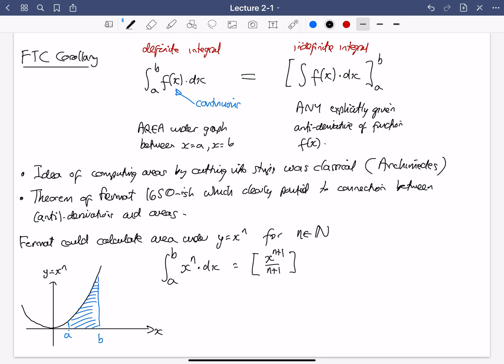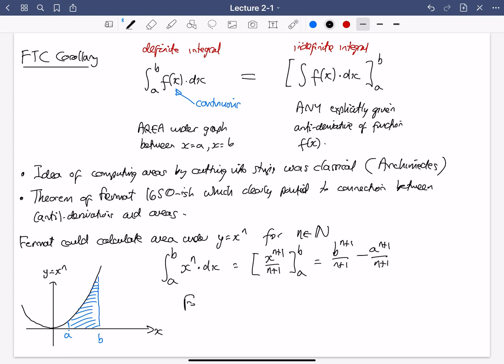Add 1 to the power, divide by the new power, and then we have to just evaluate that from a to b. And so it's b to the n plus 1 over n plus 1 minus a to the n plus 1 over n plus 1. Right, so that's exactly what Fermat proved.